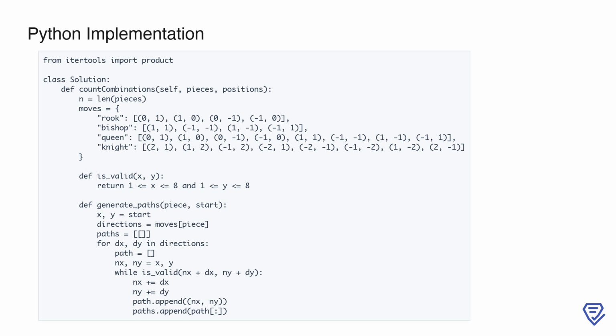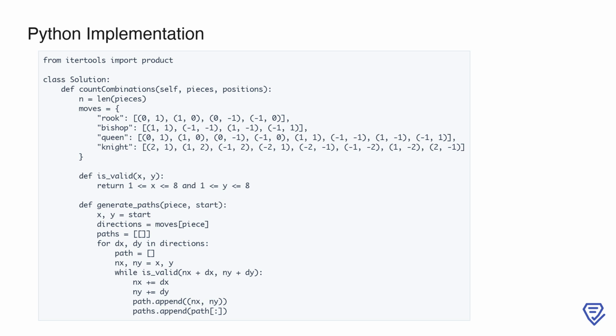For example, a rook can move horizontally or vertically, while a bishop moves diagonally, and so on. We then define a helper function called is_valid to ensure that a given position, represented by coordinates x, y, remains within the bounds of the chessboard, which is an 8x8 grid.